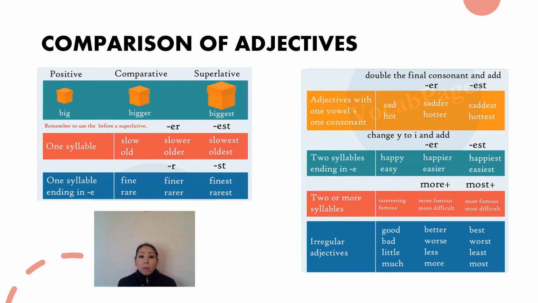Cuando tenemos dos o más sílabas, entonces nosotros vamos a dejar el adjetivo así como está y le vamos a agregar la palabra more o the most antes. More interesting, the most interesting. More famous, the most famous. Y tenemos algunos irregulares como good, bad, little, much, far, poor. Okay?